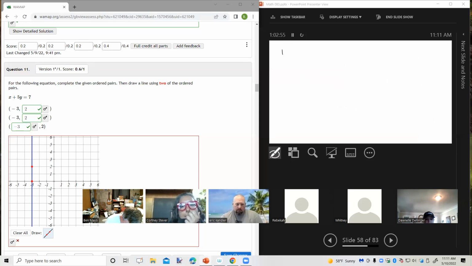So for number 11, x plus 5y equals 7. I'm going to subtract x. So 5y equals negative x plus 7. Divide by 5. Y equals negative 1/5 x plus 7/5. You see how I got from there to there? Yes. Okay. Yeah, this is still, that's ugly.